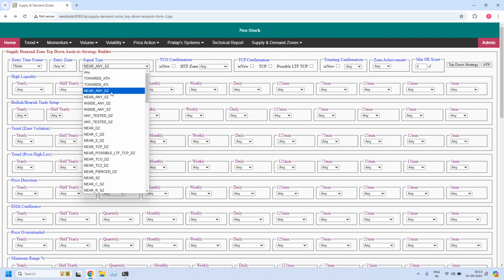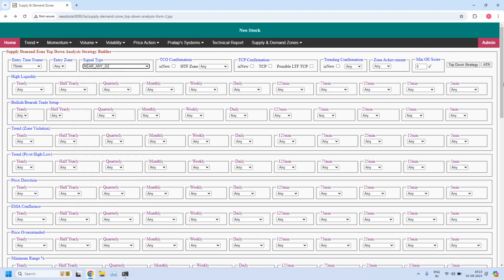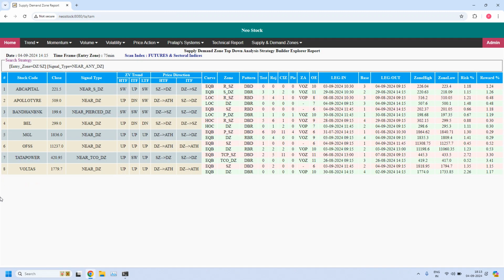So let us find the stocks near 75 minutes demand zone. 8 stocks are filtered. Let us identify high liquidity 75 minutes demand zones from this list. The first one is ABC Capital is having a 75 minutes high liquidity demand zone. Already tested 3 times and 3 rejections.